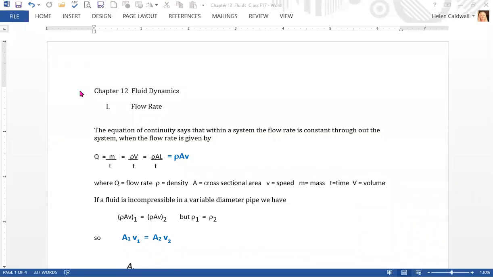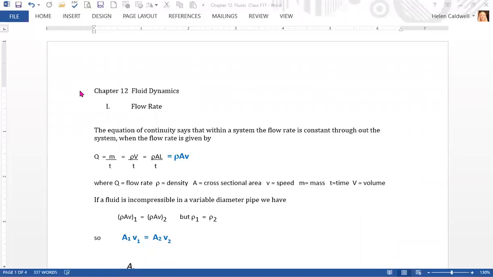Today's video is on chapter 12, which is on fluid dynamics. So in chapter 11, our fluids were at rest, and we talked about things like Archimedes' principle and Pascal's principle. But in chapter 12, we've got our fluid moving. So when a fluid moves, the flow rate equation applies, and it is a byproduct of the equation of continuity.